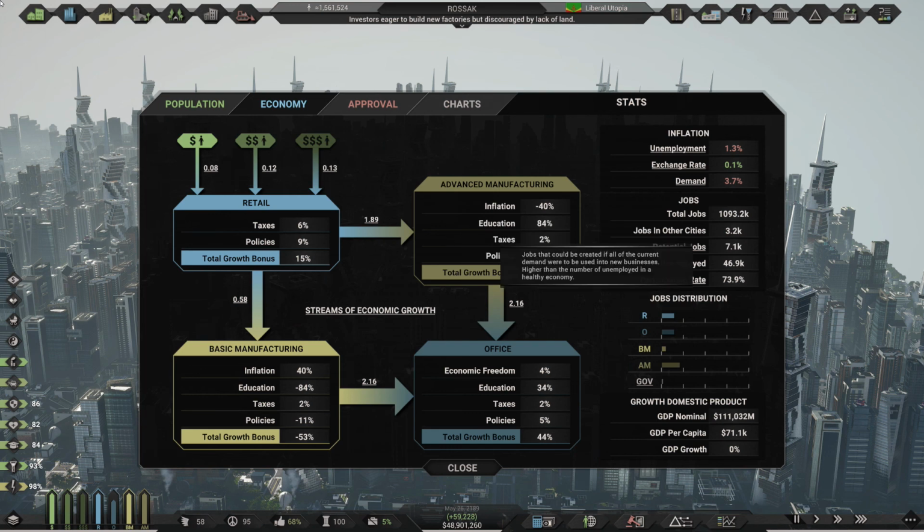So now here's an interesting thing about jobs in other cities. I have 3,200 jobs in other cities, so I have people traveling between cities. Potential jobs, this is an interesting number: jobs that could be created if all current demand were used in new businesses. It says higher than the number of unemployed in a healthy economy. Now I have a healthy economy, but I only have 7,100 potential jobs while I have 46,900 unemployed, and I have that high participation rate of 73.9%. So I do have to disagree here that I have a healthy economy, even though my potential jobs show lower than the unemployed, okay?